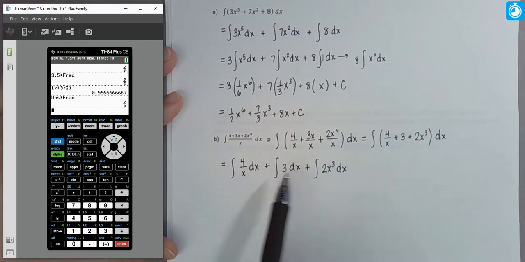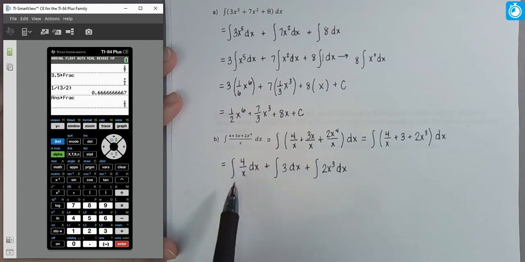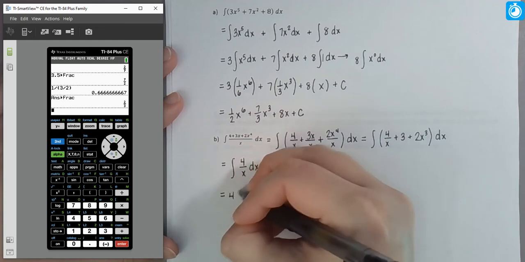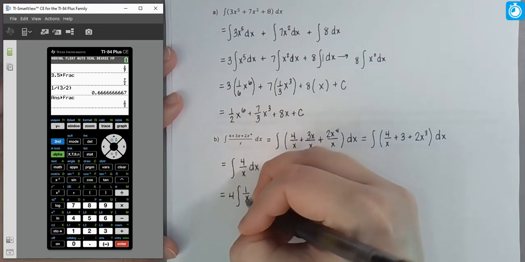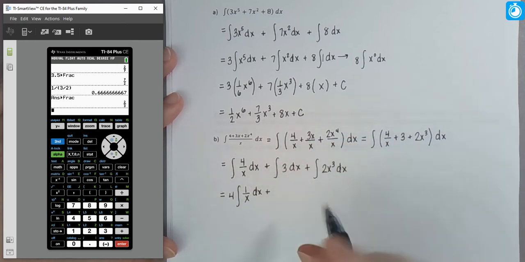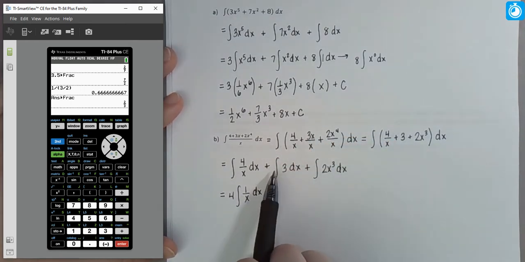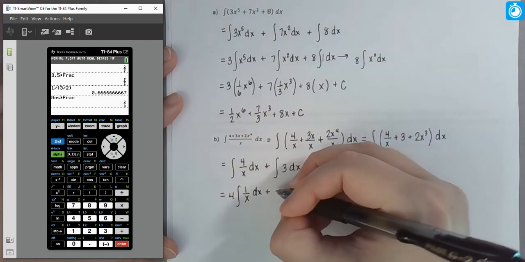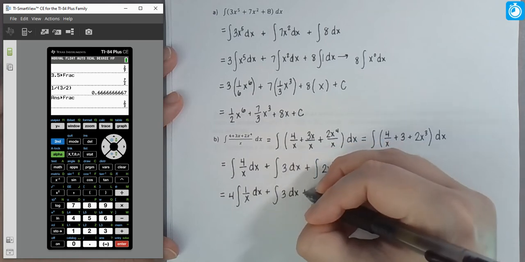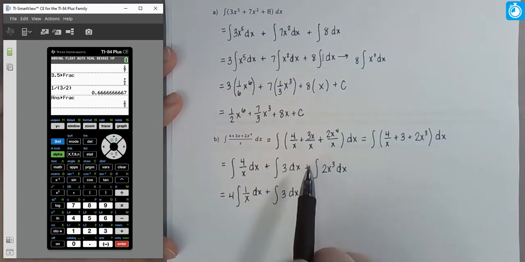Now for each of these we have a coefficient. For the first one it's not as obvious, but that 4 in the numerator, if we were to have a 4 and just multiply by 1 over x, we would end up with 4 in the numerator. So that 4 is really a coefficient for the function 1 over x. So we can factor it out of that integral. Now for the next one, we know there's a rule to deal with this case specifically, so we can factor out the 3 if we want, or we can just leave it as 3 dx and apply that specific rule. And then for the last one, we'll factor out the 2.